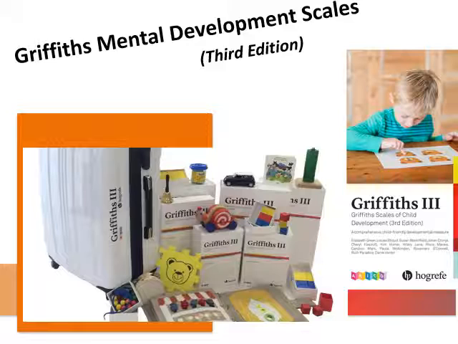Similar in many ways to the Bailey, it is one that has a larger age range. The Bailey goes from 1 week to 3.5 years. The Griffith Scale of Child Development goes from 1 month right through to 6 years of age.